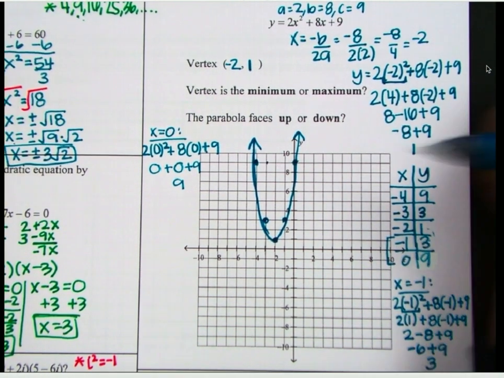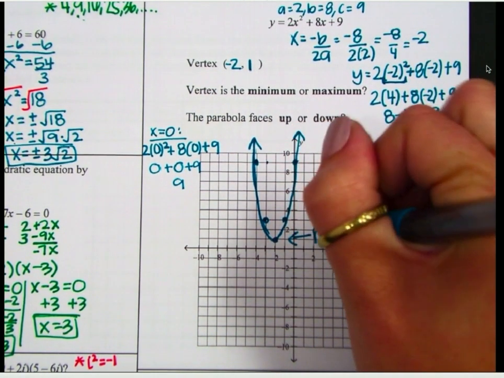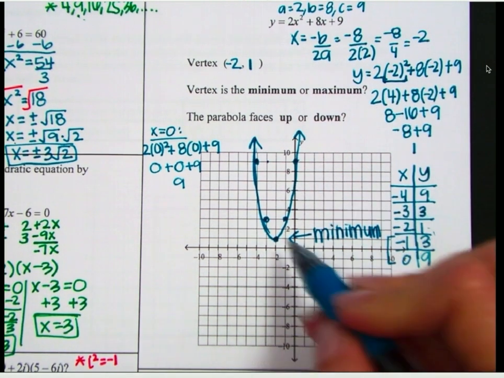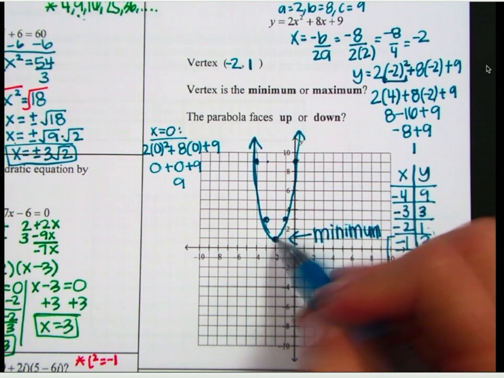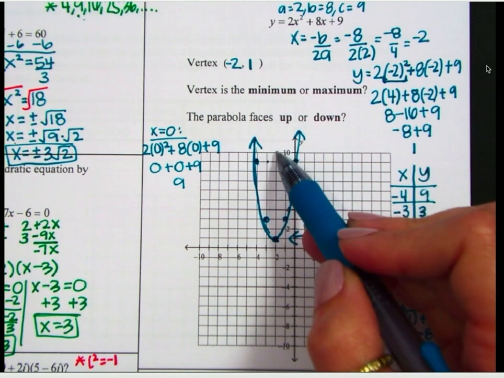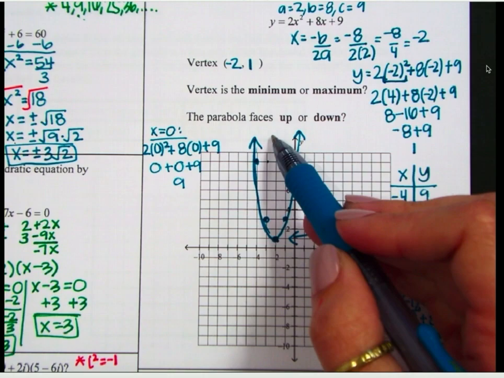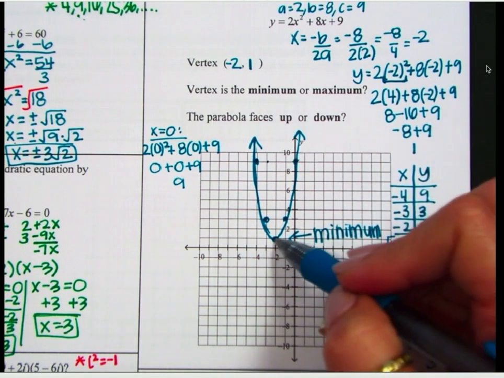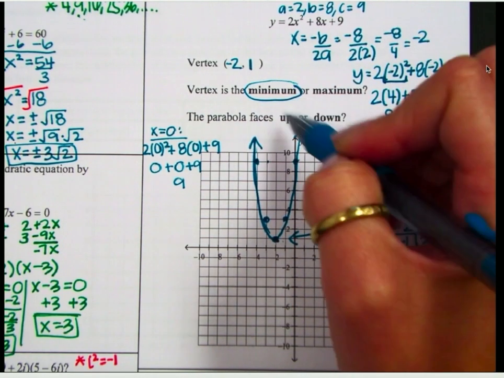This vertex has a minimum. Anytime the parabola is opening up positive, it will have a minimum value, okay? There is no maximum because of these arrows showing that this has infinite answers that go up, right? So we have a minimum, and this parabola opens up.